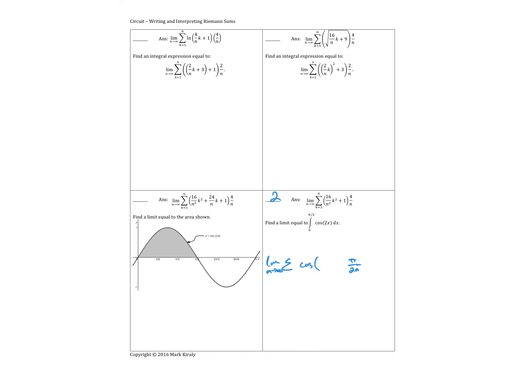My x sub i, right? All right, so what's my x sub i? It'd be pi over 2n, and then times what? Times k. All right, and then plus what? 0, but I don't need to put it. All right, and so that would be my answer I'm looking for.